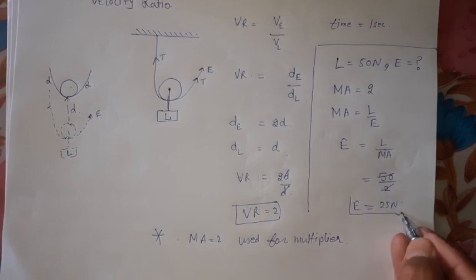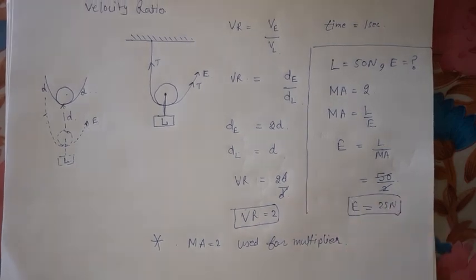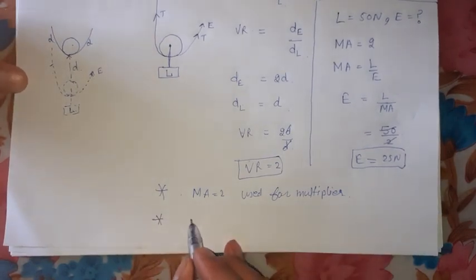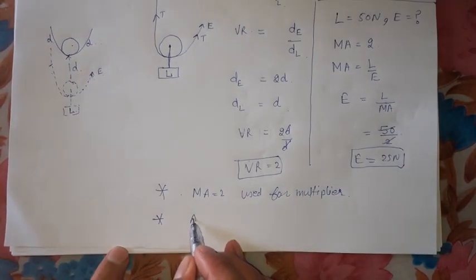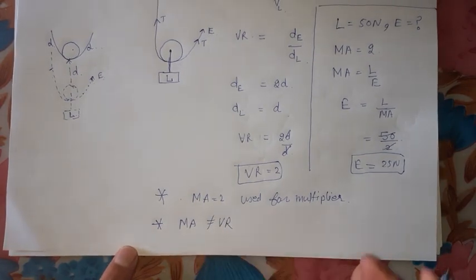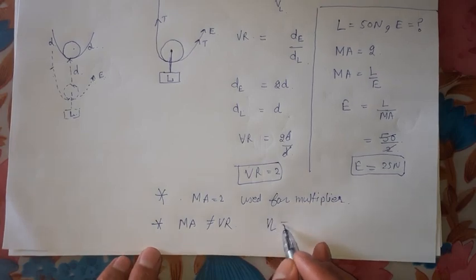So how much is my effort? It is only 25 Newton. Okay, so it is going to act as a force multiplier. Thus this velocity ratio is 2, mechanical advantage is 2, and this is used for force multiplying. But now, student, you should remember one more thing: here the mechanical advantage and the velocity ratio will not be equal. It means that the efficiency will not be 100%.